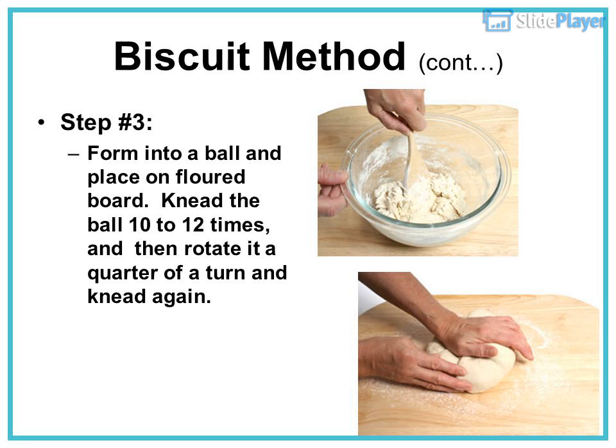Biscuit method, continued. Step 3: Form into a ball and place on a floured board. Knead the ball 10 to 12 times, then rotate it a quarter of a turn and knead again.